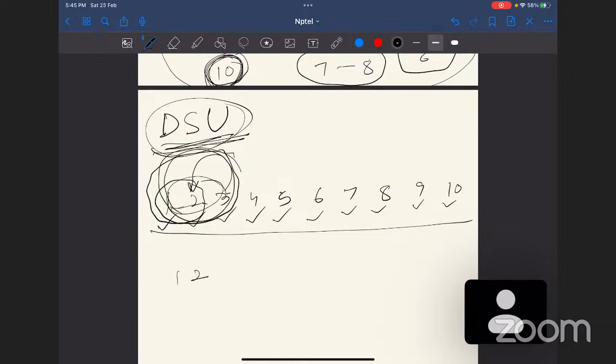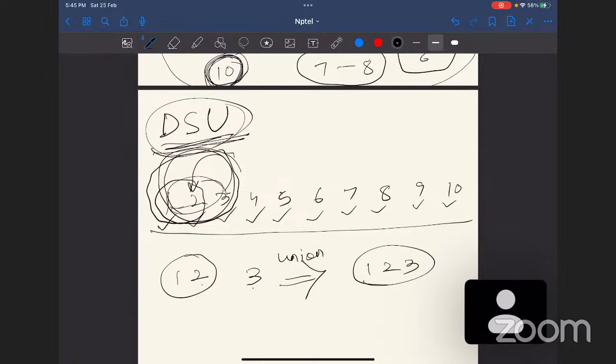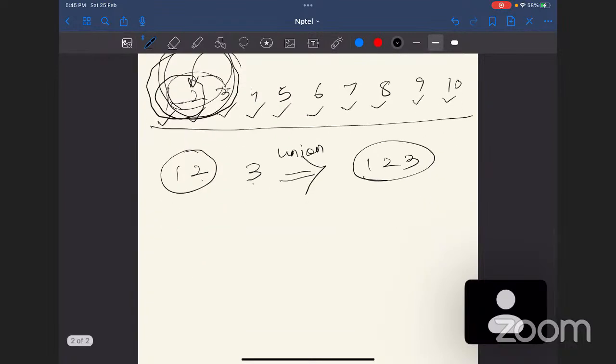So this is what we are doing. 1 2 was already combined. Now we have to combine 2 and 3, so we will perform a union operation and make it 1 2 3, right? Similarly we perform the union operations. But if U and V are given, how will we know that U belongs to a different set and V belongs to a different set and we have to union them?